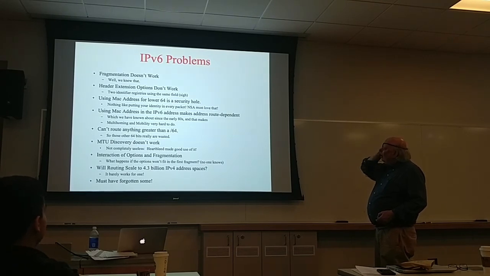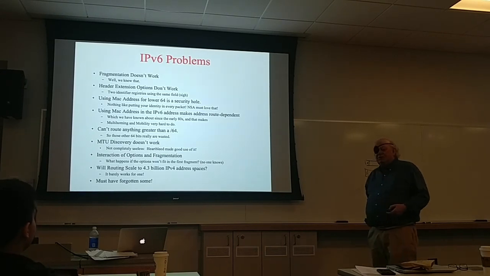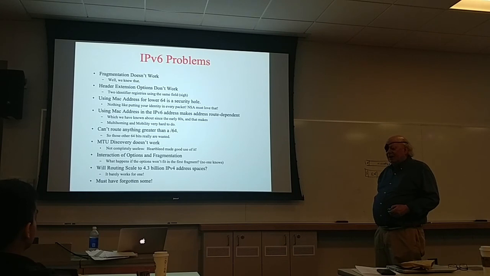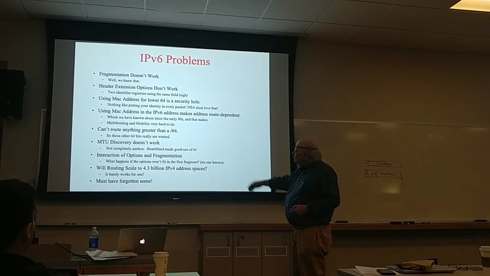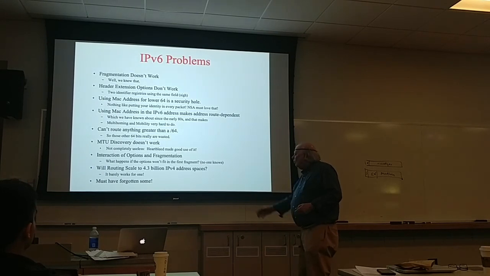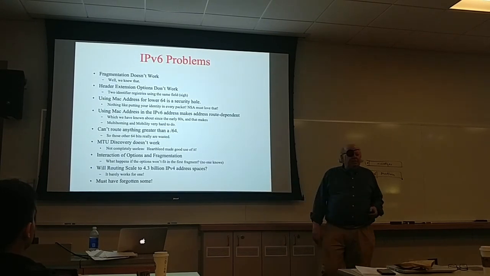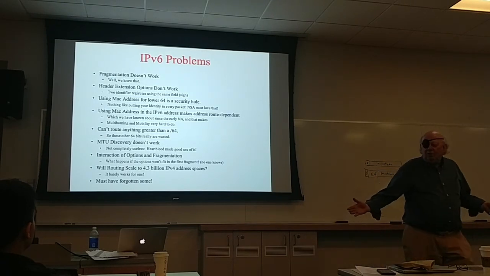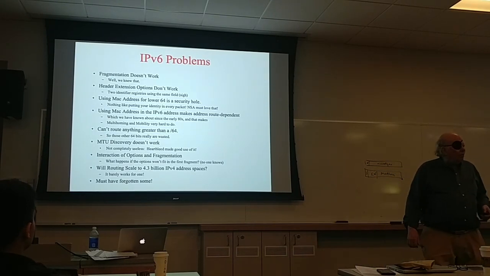Fragmentation doesn't work. Header extension options don't work. They're putting the MAC address in the lower part of the IPv6 address, which makes a security problem, and it's just bad addressing practice, as we'll see next week or two weeks. Using the MAC address makes the route dependent. Can't route anything greater than a /64. MTU discovery doesn't work. Interaction of options and fragmentation, I mentioned. Will routing scale to 4.3 billion IPv4 address spaces? We barely know how to deal with one IPv4 address space, let alone 4.3 billion of them.